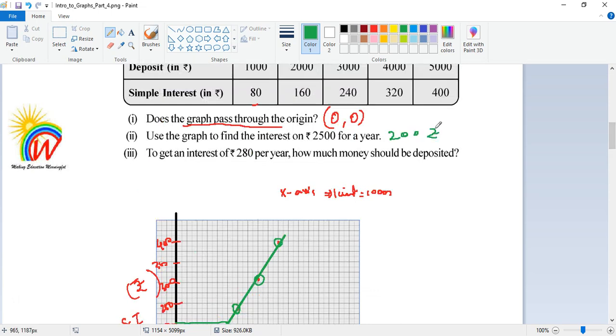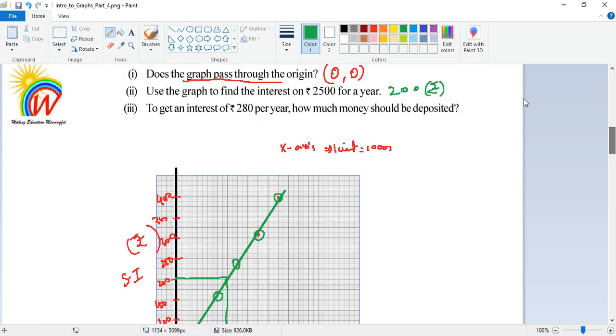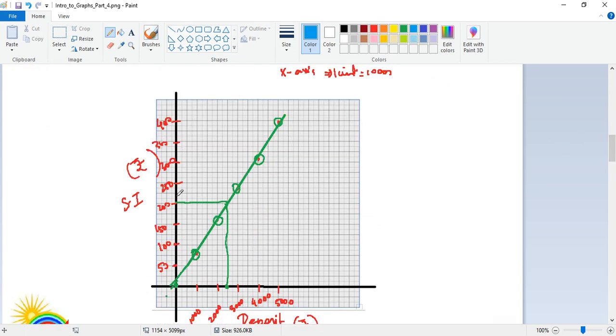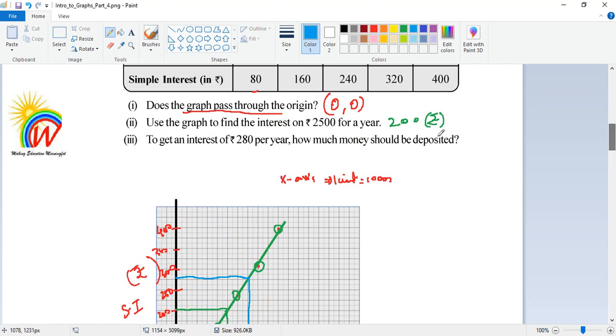Alright, now to get an interest of 280 rupees per year, how much money should be deposited? So if you should get an interest of 280 is somewhere over here. Okay, how much money should be deposited? You should actually deposit around 3,500. This point is 3,500. Okay, alright, so then come to the next question.